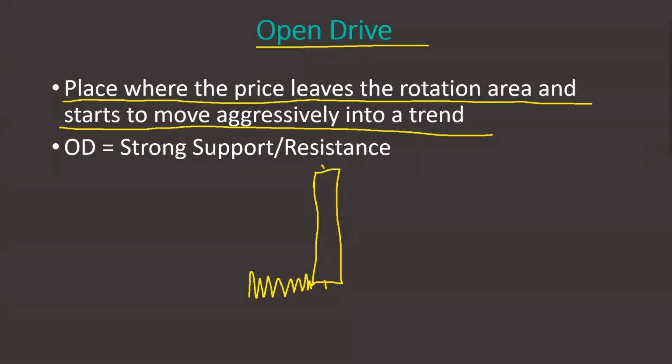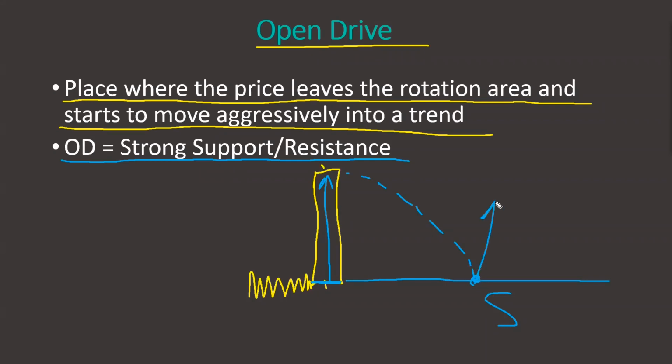And this place, the open of that huge candle that starts from that rotation, that's the open drive. And the open drive works as a strong support or resistance zone. In this case, because there was a strong buying activity starting from that open drive, this would work as a strong support in the future. So if the price went back, then it's long from there.